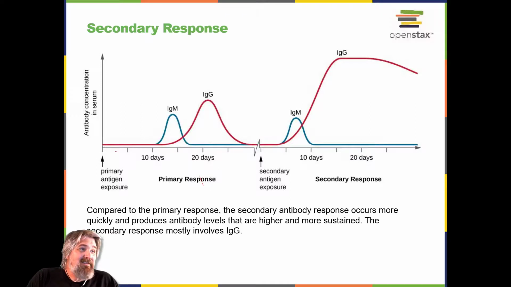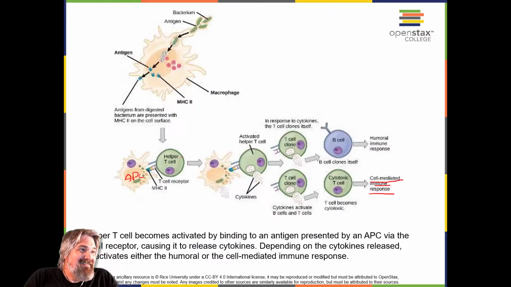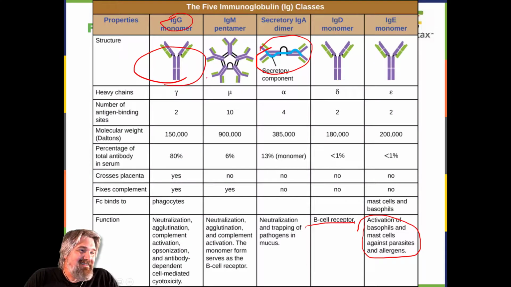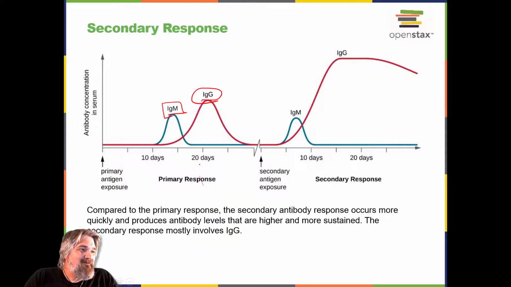So let's compare what those two look like here. Here's our primary response. This is kind of generic. Remember that IgM, the pentamer: initially it's IgM, and then around 20 days we get the IgG levels really high. This is your first exposure. It takes a long time for your antibody response to start being mounted, and then it comes in pretty strong.